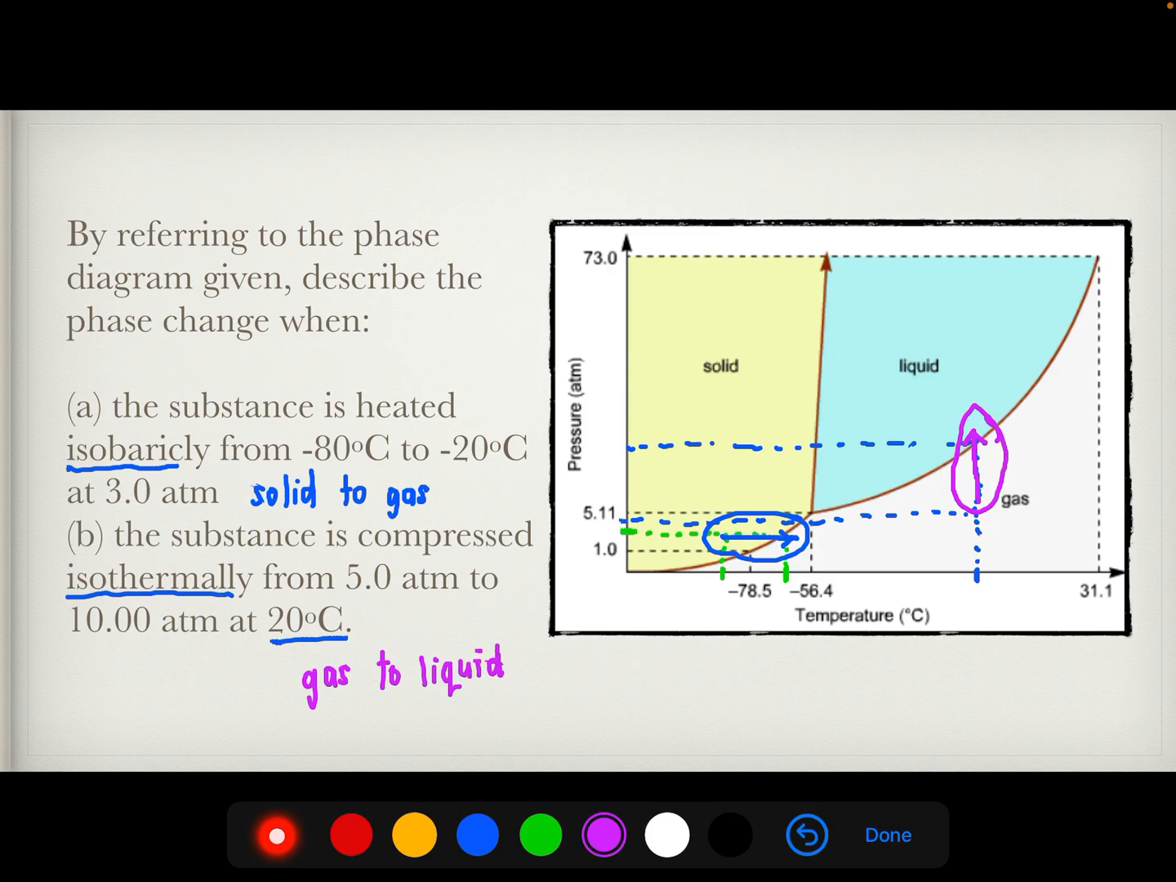So basically that is how we use our phase diagram, not only to provide us with the information regarding the pressure and temperature, but also the region where our substance becomes solid, liquid or gas.